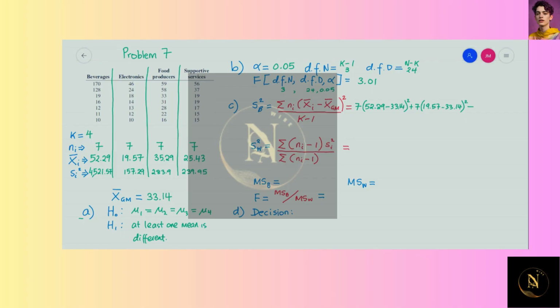Next, we add for the food supplies or food producers, which is 7 in brackets. The mean is 35.29 minus 33.14, which should also be squared. And lastly, we add for the supportive services 7 in brackets, 25.43 minus 33.14 squared. And when you work that out using your calculator, you will find that the value is 4,303.14.